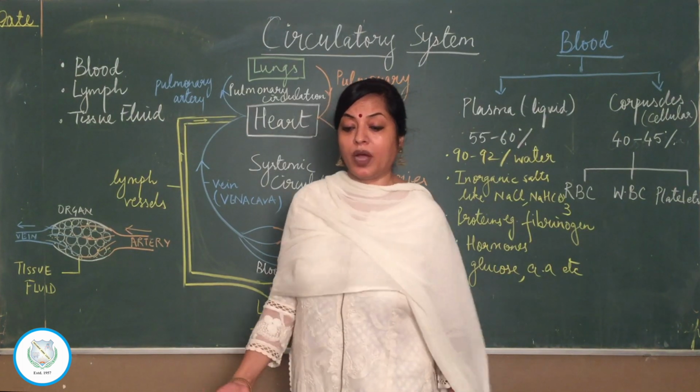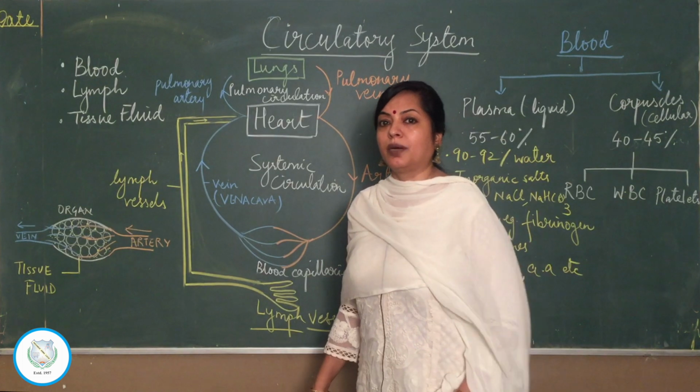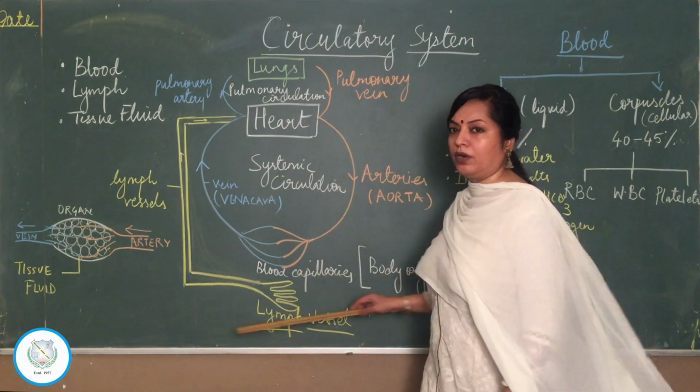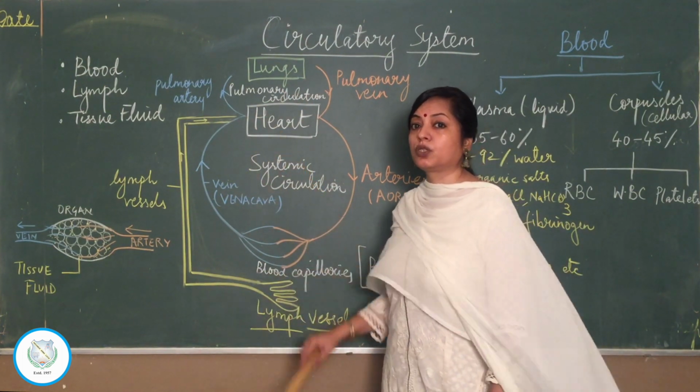Second thing, why is human circulation called double circulation? Now double means twice. For completing one full round in the body, blood passes through the heart twice.